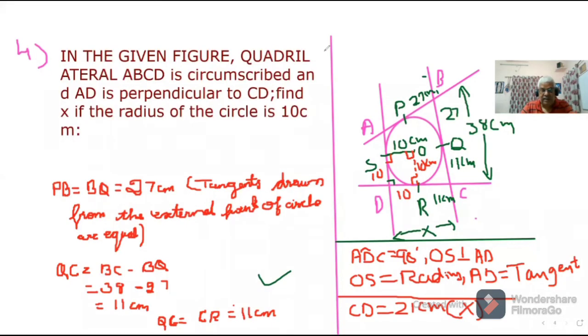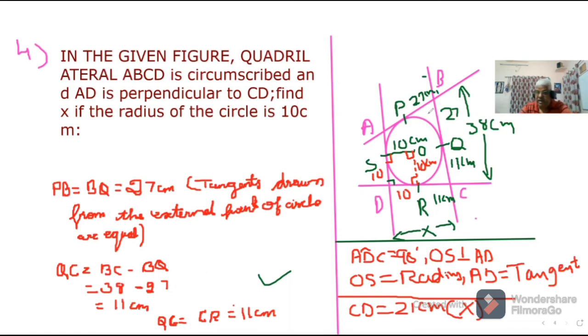Right, my dear friends, today's fourth sum here is a very important sum for ICSE and also for CBSE class 10. In the given figure, quadrilateral ABCD is circumscribed and AD is perpendicular to CD. You have to find the value of x if the radius of the circle is 10 centimeters. Very, very important sum for ICSE 10.